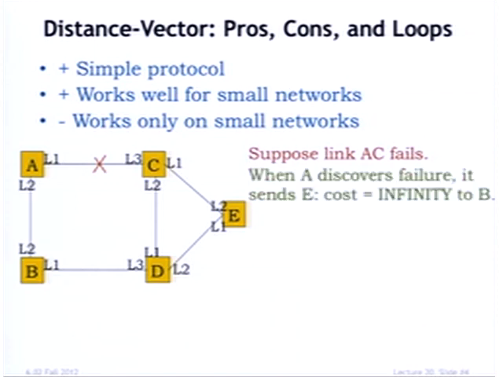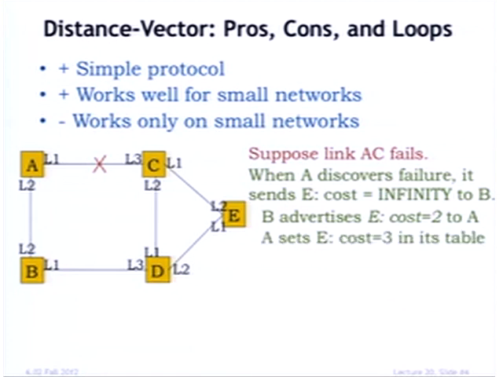All right. So when A discovers the failure, it sends a cost of E is infinity to its neighbor, in particular to B. And then B, of course, has a route to destination E at cost 2. B advertises that to A. And then A says, now I have a route to destination E. And this is an example of a good converging routing protocol.